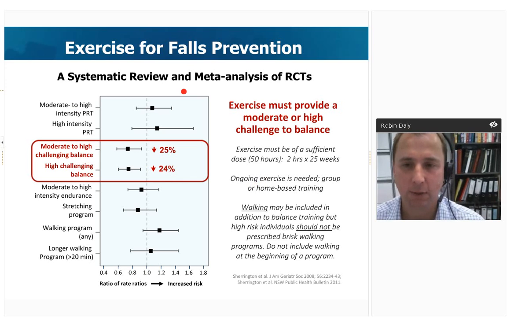They looked at resistance training, they looked at balance, they looked at endurance training, stretching, or walking, and what you see, basically, is that the most effective programs were those that included challenging balance activities, and it reduced your risk of having a fall by about 25%. Okay, and over here you can see, as long as you did about 2 hours per week for 25 weeks, it tended to reduce your risk of having a fall.